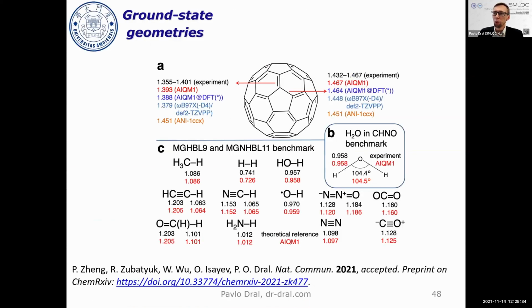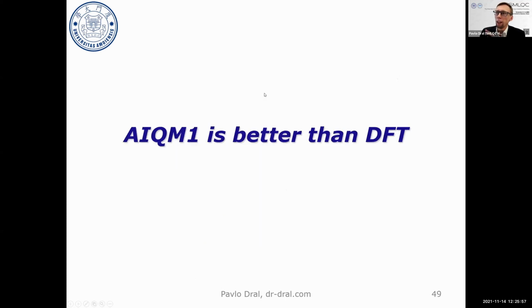And if you go to geometry optimizations, we can get for many molecules basically the same accuracy as you would expect from coupled cluster. The geometries are very close to experiment. Again, very, very fast. If you take neural network potentials, they will fail this molecule because they will not describe the conjugation very well. So the bond length will be the same, which is not correct. And so AIQM1 is better than DFT.